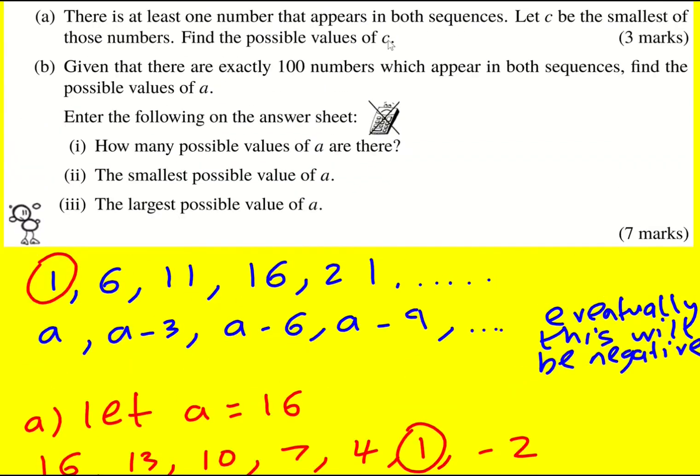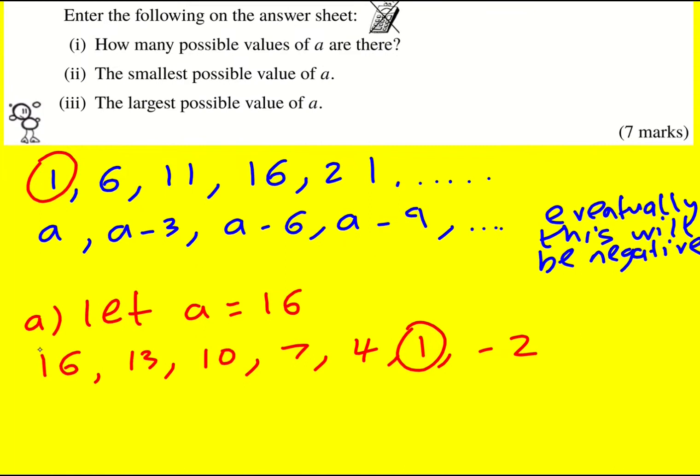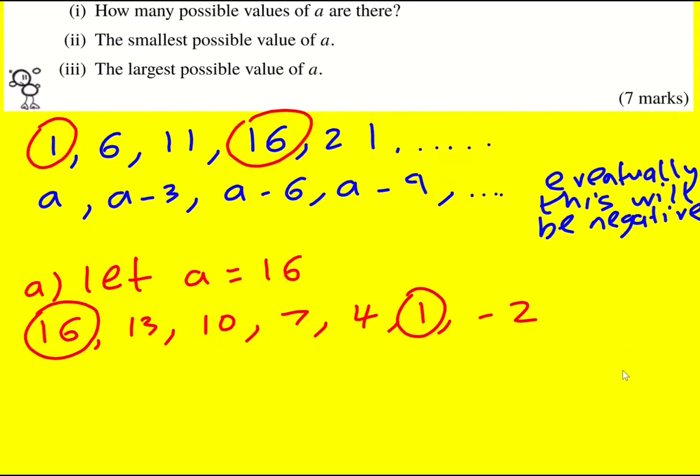It's possible that C could equal 1 because, let C be the smallest of those numbers. Well, I've got 16 and 1 in this case. It's quite a good example, I think, because I do actually have 2 in this case. I could have started my sequence with 13, actually, and then I would just get the 1 shared number. But in both cases, C equals 1 is a possibility.